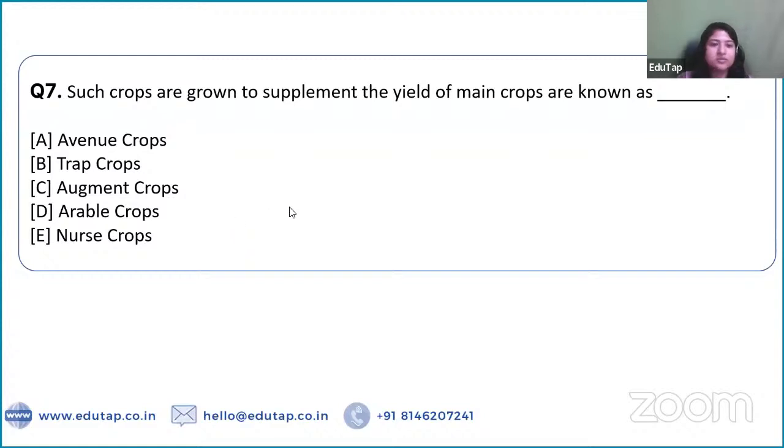Ishita Siddharth is saying option number C, augment crops. Vikas is also saying augment. Yes. Yuvraj Birachi is saying C. Yes, everybody is saying C. That is your option. Augment crops, yes, that is right.